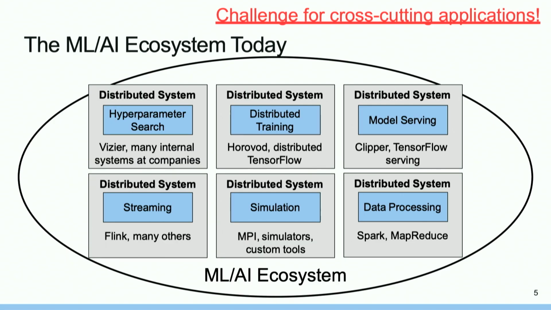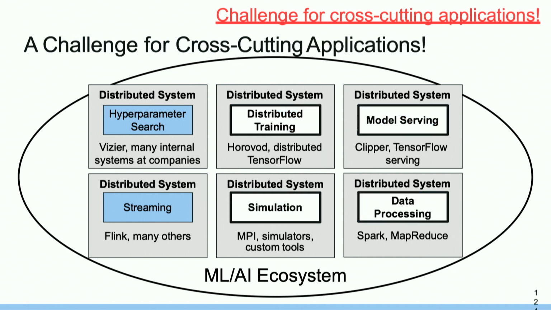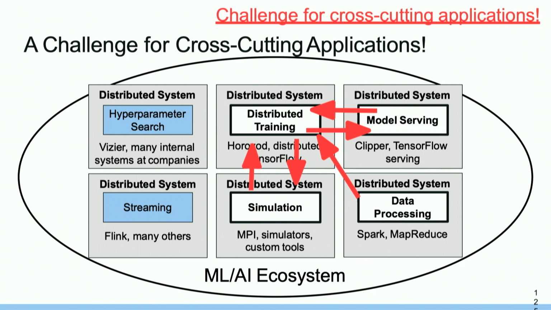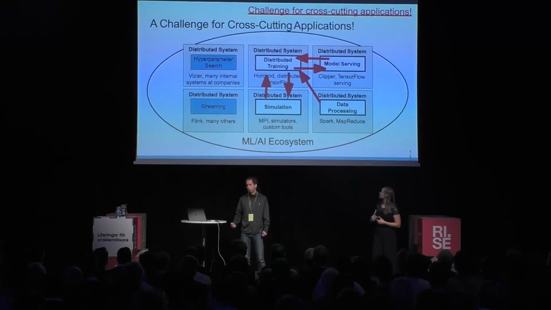Often, AI applications need a lot of these capabilities at the same time. And if you have separate systems, then there's lots of difficulties that come with it. One example for this is reinforcement learning, where you have distributed training, model serving, simulation, and also data processing. And these all are coupled with each other in a tight loop. And so using separate distributed systems is not enough.